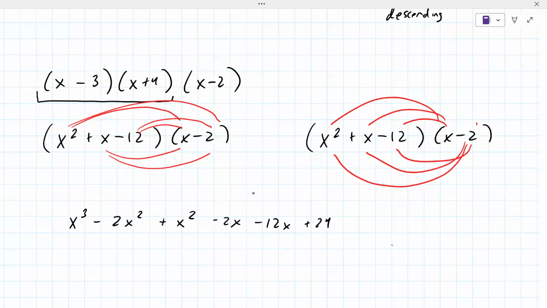Now this one just so happened to work out that all the like terms are right next to each other. That doesn't usually happen.